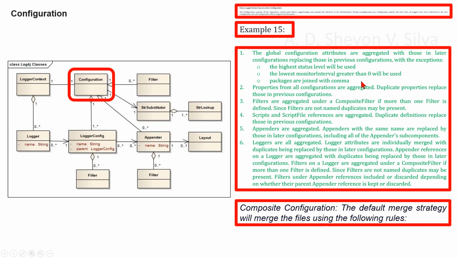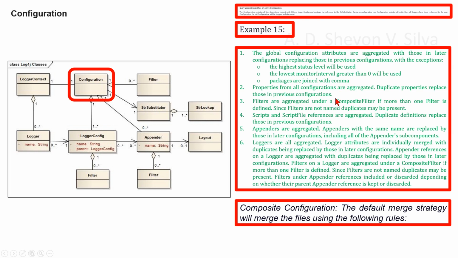Step 1, the global configuration attributes are aggregated with those in later configurations replacing those in previous configurations, with exceptions. The highest status will be used. The lowest monitor interval greater than 0 will be used. Packages are joined with comma. Step 2, properties from all configurations are aggregated. Duplicate properties replace those in previous configurations.